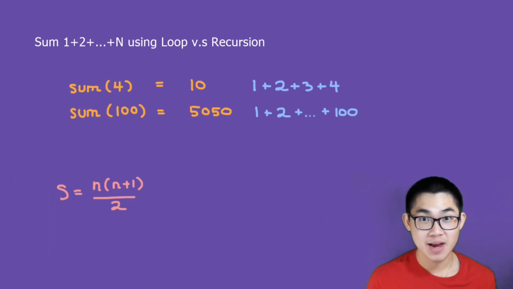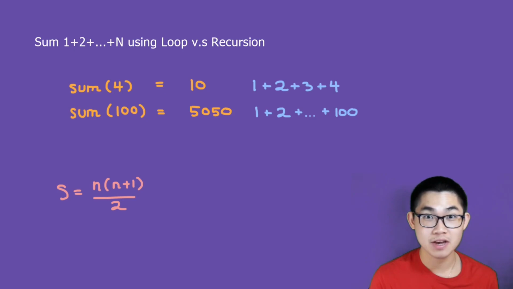In this video, I'm going to show you how to find the sum from 1 to n using a for loop versus using recursion. So for example, if we have the sum and we put in n is equal to 4, then it will give you number 10. And that's because 1 plus 2 plus 3 plus 4 is equivalent to 10. Now how about the sum of n is 100? Well, that should give you 5050, because 1 plus 2 plus up until 100 is going to be equal to 5050.